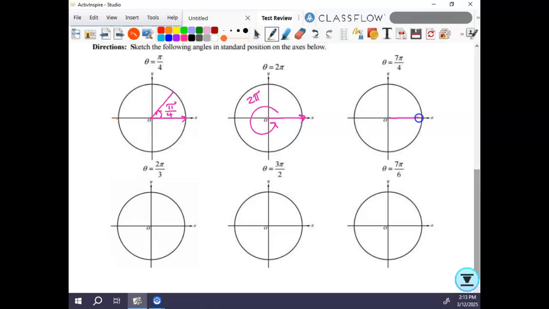That's one whole rotation. That's just what that one looks like. I start here. 7 pi/4 is in which quadrant? Fourth. And pi/4 is 45, so I should be halfway through the fourth quadrant, and it should look like this. Something we've been doing for a while, so hopefully we can figure those out. We good?